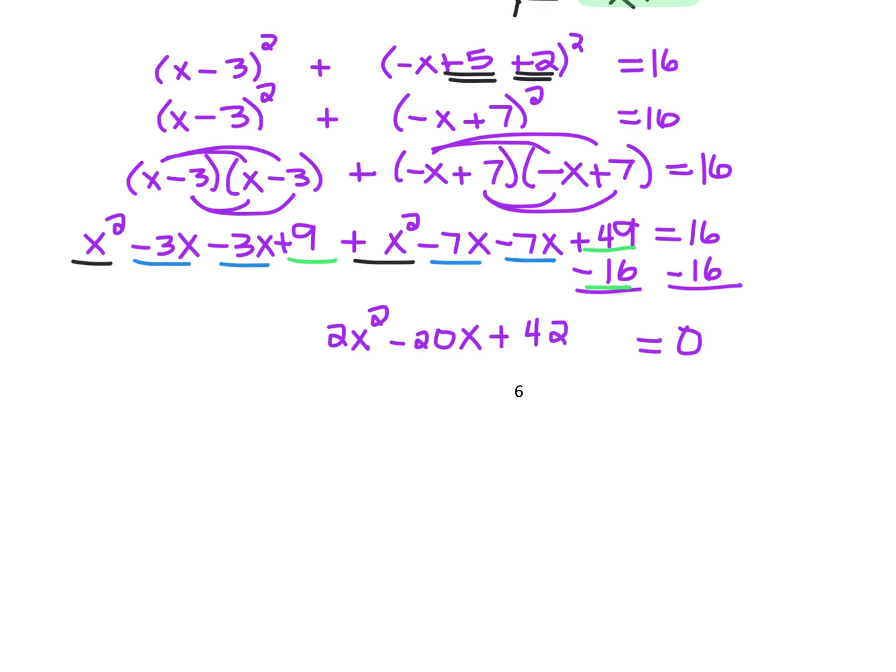And this is what we're solving. Now you could see right off the bat, all of these are even, right? So let's divide both sides of the equation by 2. It's going to give me x squared minus 10x plus 21 equals 0. So now let's factor this. Two numbers that multiply to 21 and add to negative 10 would be negative 7 and negative 3.